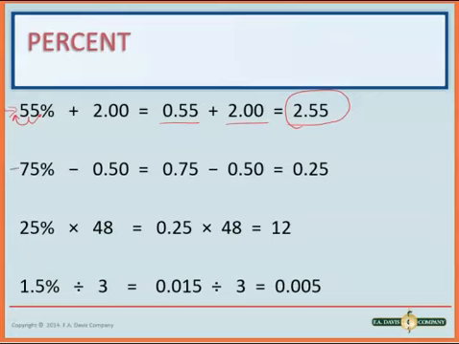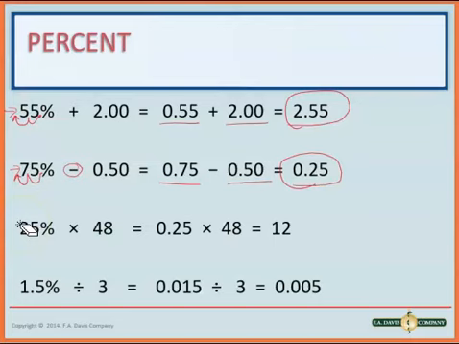The next example is using 75% in the calculation. This time we're doing subtraction. Again, we need to move over our decimal in our percentage to get a decimal number. So we move over the point in the 75% 2 spaces to the left to get 0.75, and then we can do the subtraction as we normally would. So 0.75 minus 0.5 would be 0.25 is our answer.